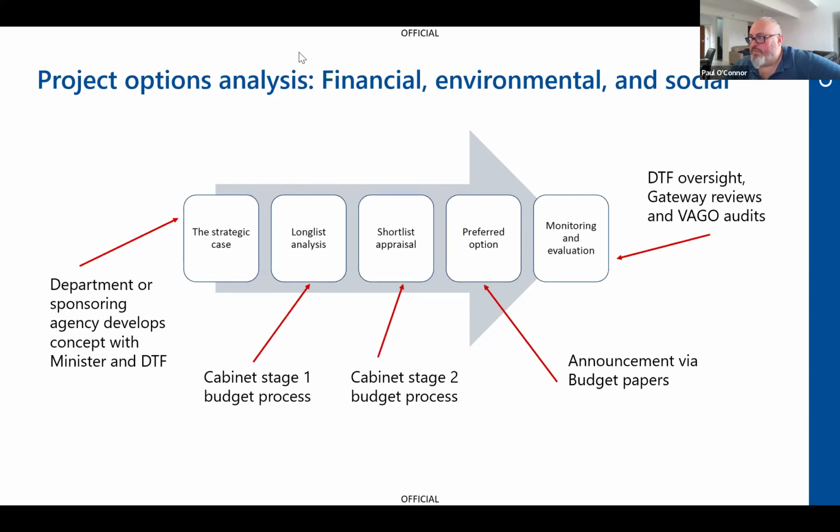And then what happens is the preferred option is announced via the budget papers, which is known as Budget Paper 4, which is a capital investment program. That's for capital projects. There's a lot of projects that are run internally, but they're not funded through the capital process. They're funded through the ongoing expenditure that they receive, or operational expenditure.